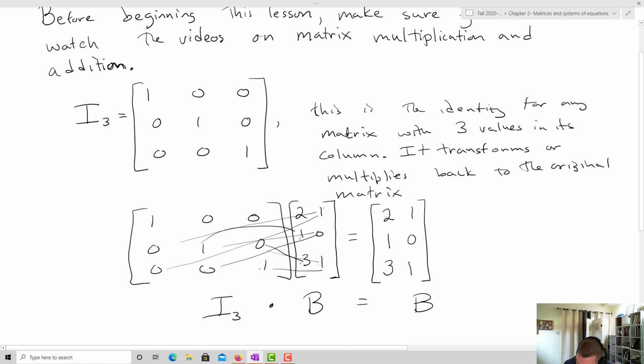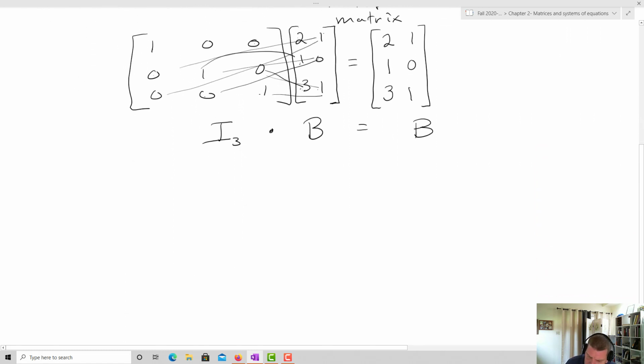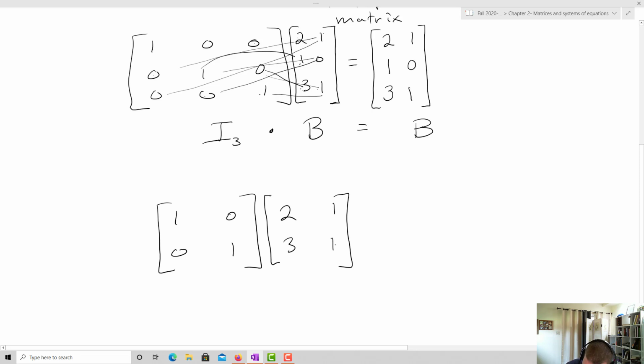So for example, let's take I2. So we've got 1 0, 0 1. We've defined that: it's got 1s along the diagonal, 0s everywhere else. And I'll multiply that now by another matrix, 2 1, 3 1. What we see is we'll get 1 times 2 is 2, and 0 times 3 is 0. So this is 2 plus 0.